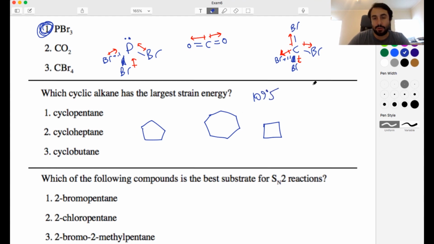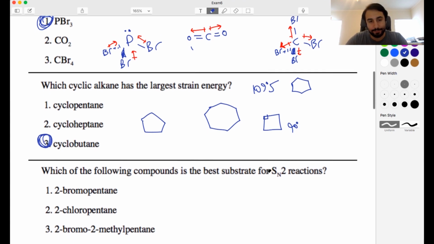So first of all, that's why 6-membered rings are the most stable, because they allow for perfect 109.5 degree bond angles for all the carbons. 5 and 7 deviate slightly, but not so much as to make them unstable, which is why 5 and 7-membered rings are extremely common, even in nature. Whereas cyclobutane, we've got 90-degree bond angles. That is a pretty significant departure from the desired bond angles. There is a lot of ring strain in 4-membered rings, 3-membered rings even more so. So cyclobutane has the largest strain energy.